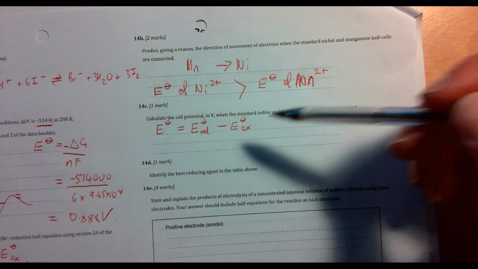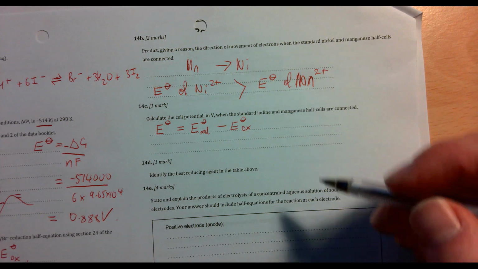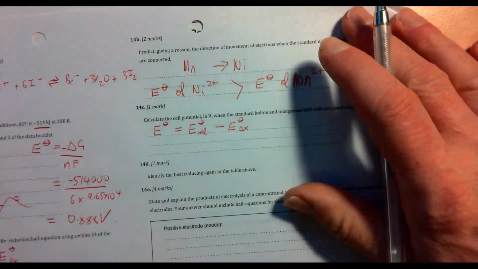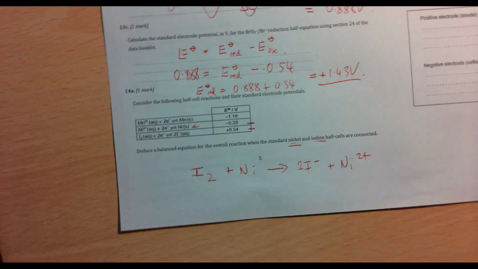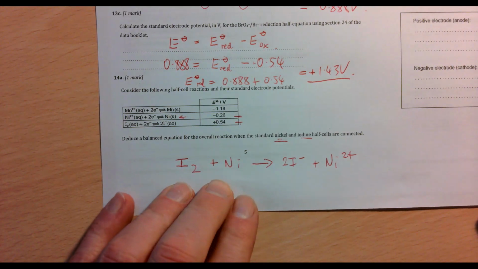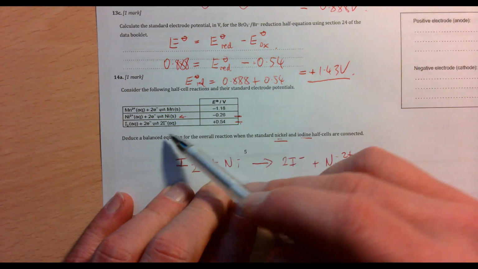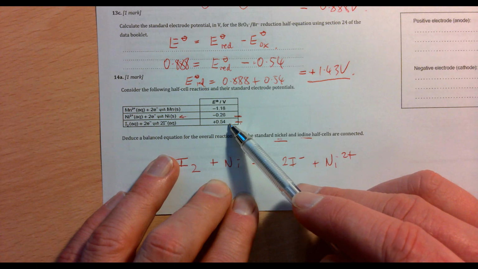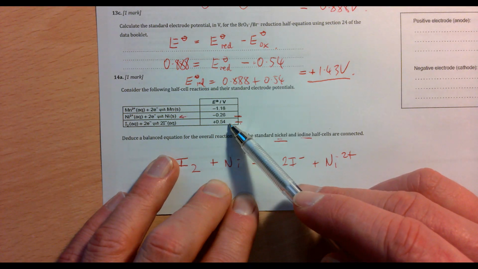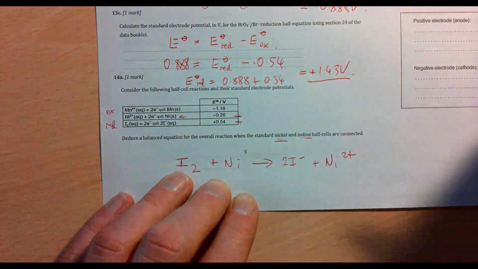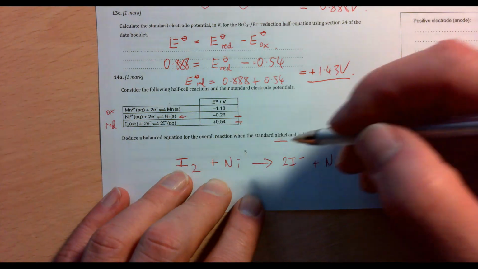So you've got to work out what's going on with the numbers. The one that's reduced is the one that's got the more positive E standard, so 0.54, and the one that's oxidized, we'll be looking at manganese, is the one that's going to go in the oxidation. So this is going to be ox. This is going to be red. Or if you prefer, working out which is going to be the left hand side and the right hand side electrode.